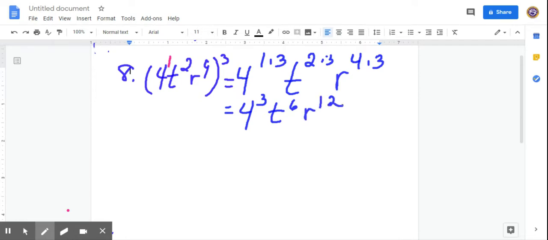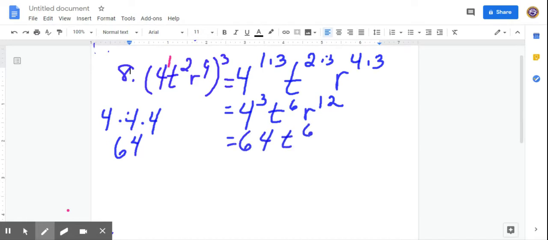You have to simplify any exponent less than 5. So 4 times 4 times 4, remember, is 64. So your answer here is 64, t to the 6th, r to the 12th.